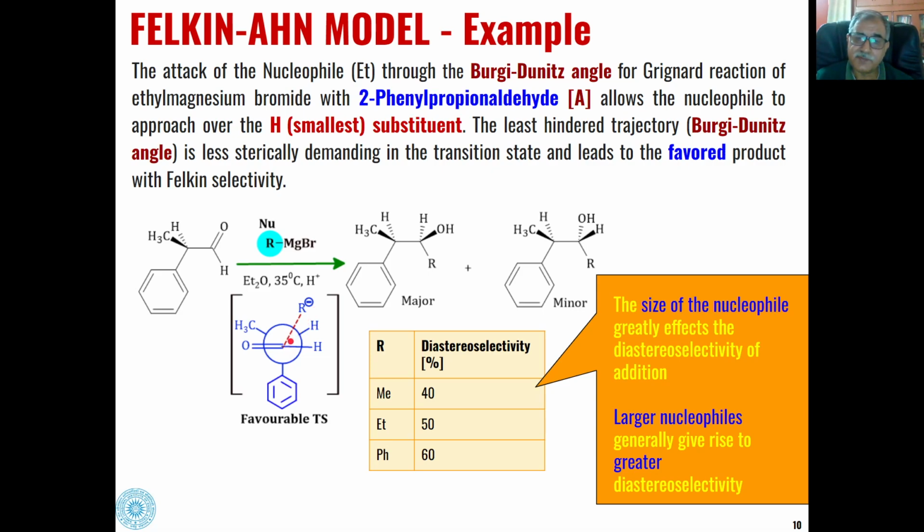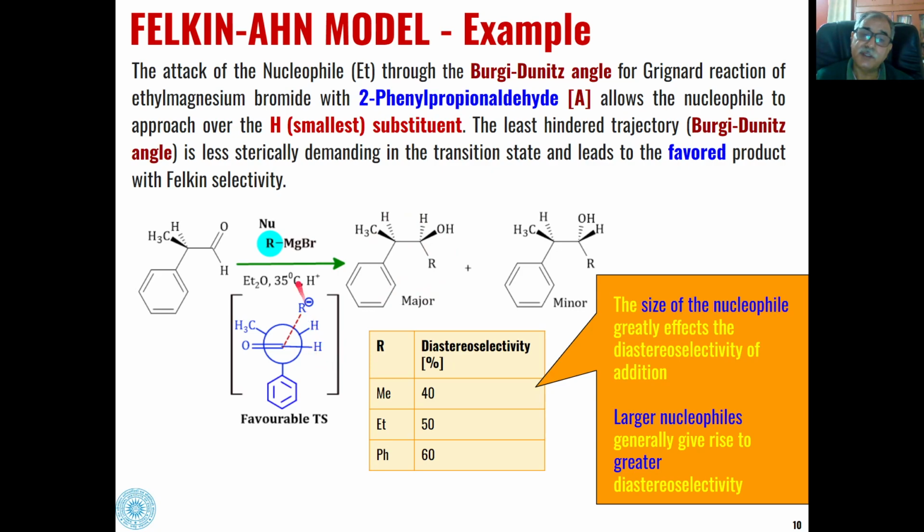This will take place from the side where the smallest substituent is attached at the alpha carbon. This is the smallest, this is medium, this is the largest. The largest will be perpendicular to the carbonyl. The medium is away from the attack of the nucleophile, and the nucleophile will attack from the side of the smallest group, and this will lead to the formation of the major product like this.